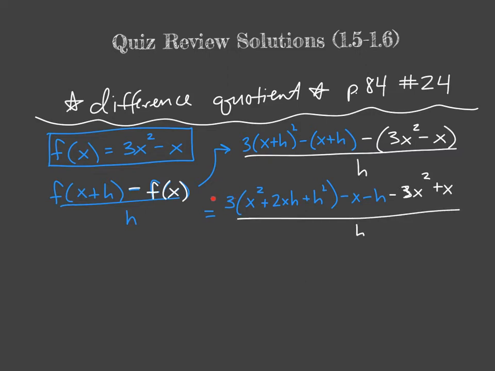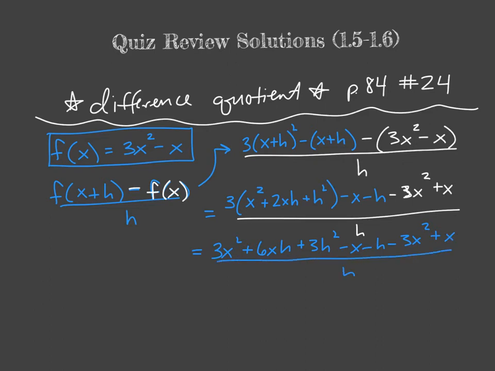Now here I still did not distribute the 3 because I have to use PEMDAS, order of operations. Exponent first, then we multiply through by the 3. So when we multiply through by the 3, we'll have 3x squared plus 6xh plus 3h squared minus x minus h, no more color coding, minus 3x squared plus x all over h.